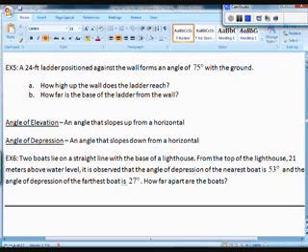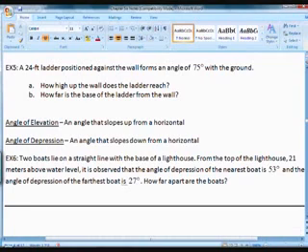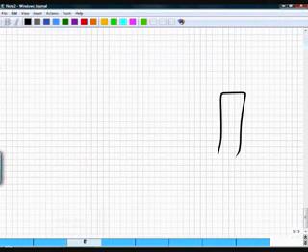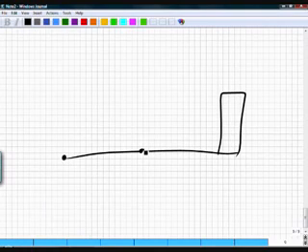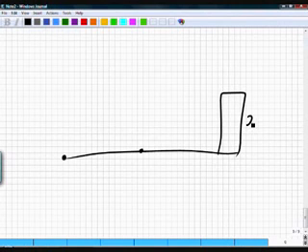Let's again draw a picture of a lighthouse. That's what lighthouses look like. That's a good lighthouse. You have two boats: a boat that's way out here, and a boat that's closer. That's a boat. From the top of the lighthouse, that's 21 meters above water level, so this lighthouse is 21 meters.